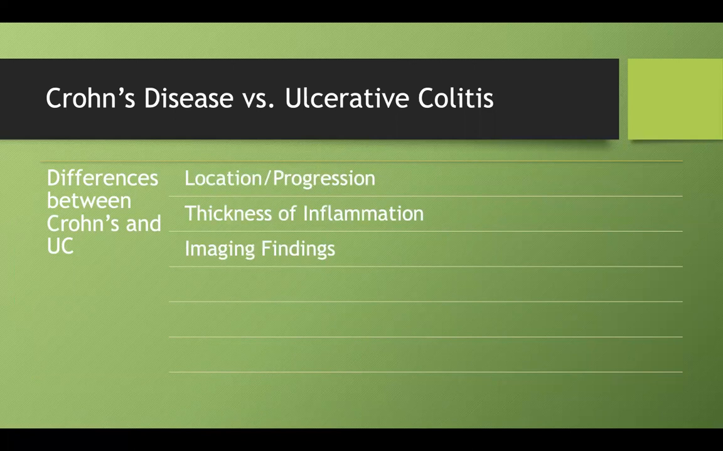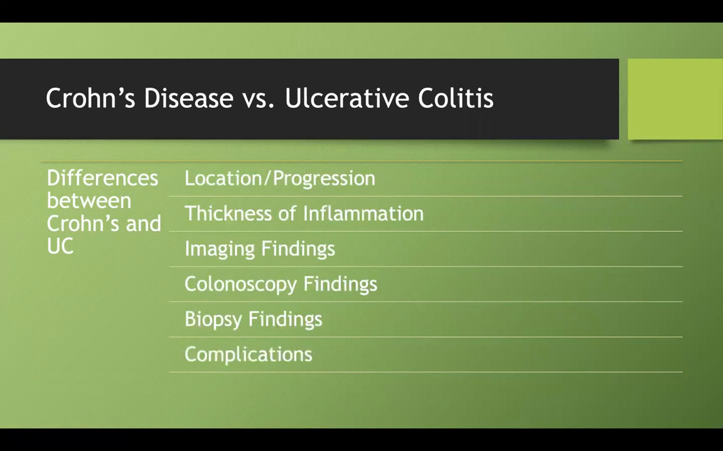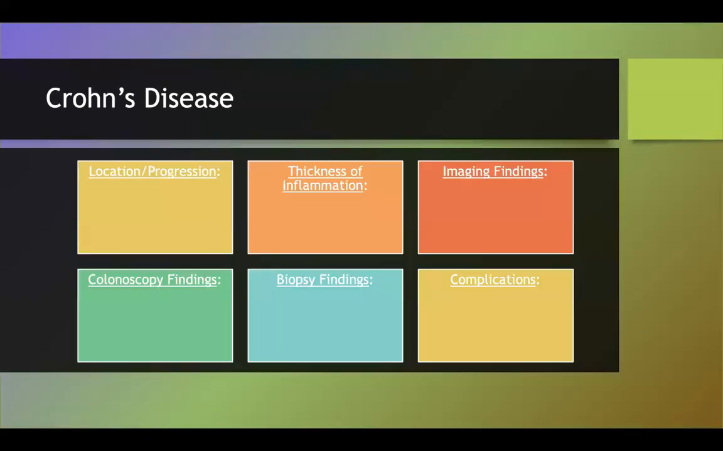I'm going to show you the differences in imaging findings, colonoscopy findings, as well as biopsy findings. And then we'll finish off with different complications that can arise, whether you have Crohn's versus UC. So let's start with Crohn's, and we're going to put those 6 features on and go over what Crohn's looks like, and then I'll do the same with UC so we can differentiate the two.